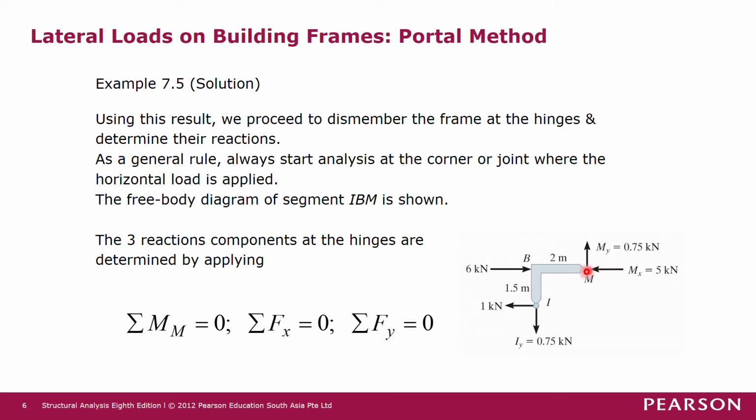So solving for that, we get mx equals to 5 kilonewton. And then to solve for my, we use total Fy equals to 0. But if we use this equation here, we have two unknowns, my and Iy. So we cannot use this equation first. Okay. So now let us move on to use a summing moment at joint M. Okay, joint M here. So let's start summing moment at joint M.